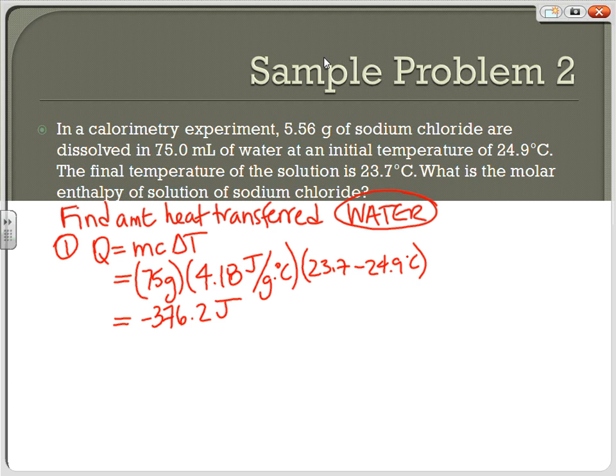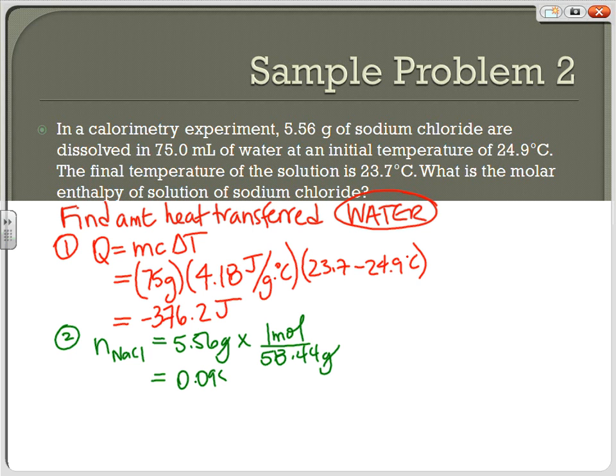Step two, we're going to find the number of moles of NaCl, the moles of NaCl that was actually put into the calorimeter. So in this case, I had 5.56 grams. I divide that by my molar mass to get the moles of sodium chloride that was dissolved in this water. It ends up being 0.0951 moles.